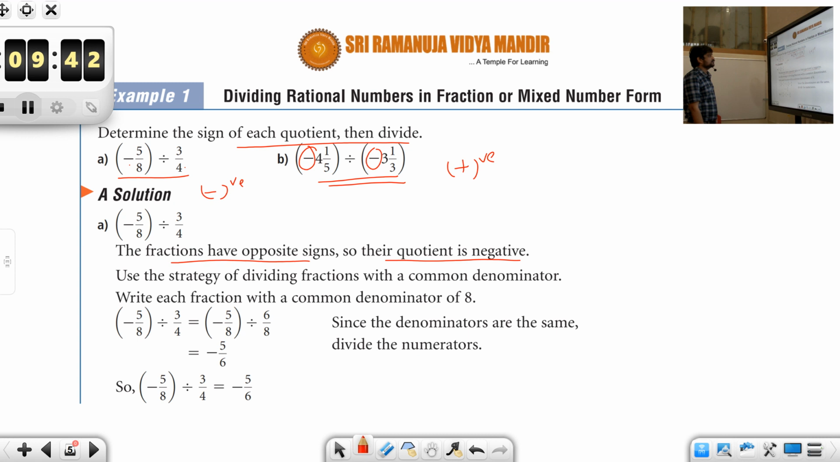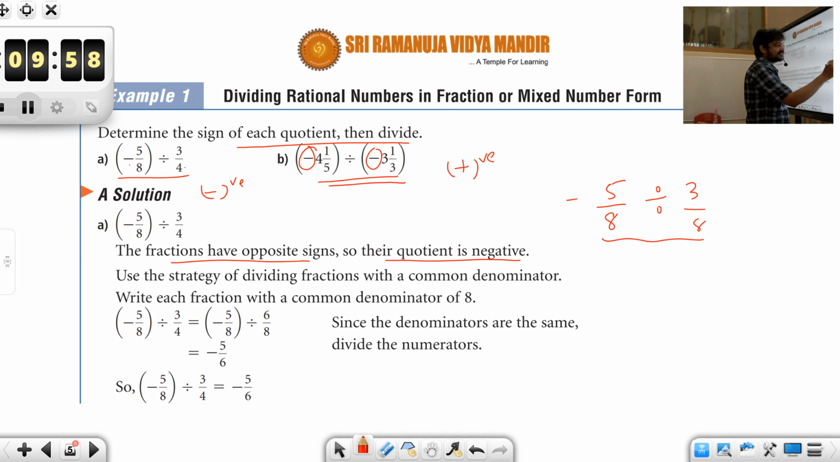How to find the numerical value? See, what are the numbers? 5 by 8 divided by 3 by 8. Okay. Keep the sign aside. Now, divided by 3 by 8. We can convert this division problem into a multiplication problem.